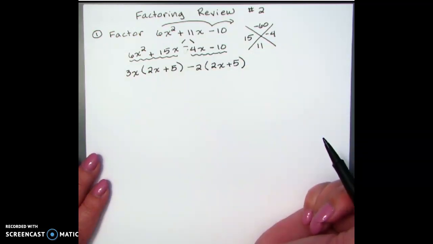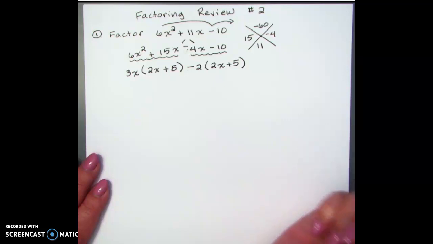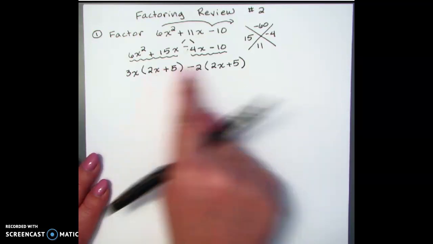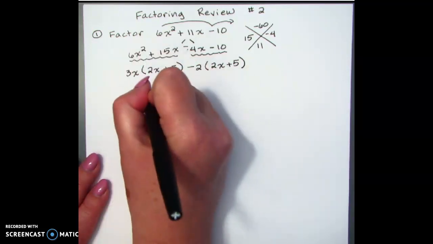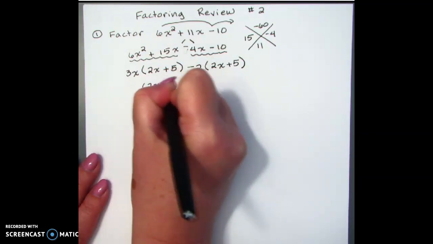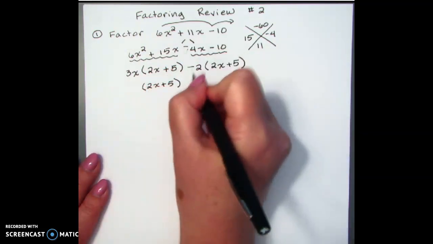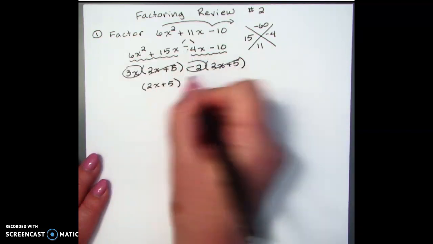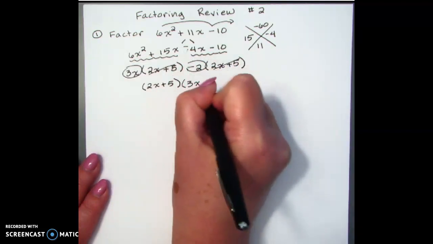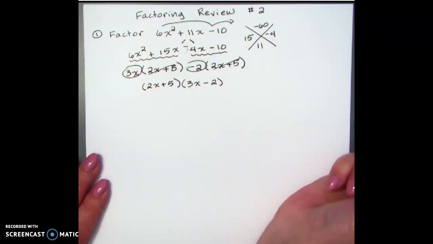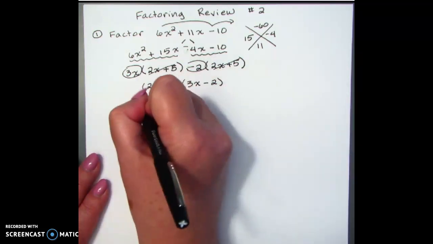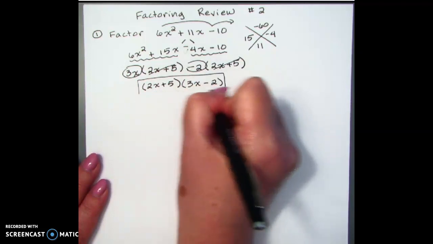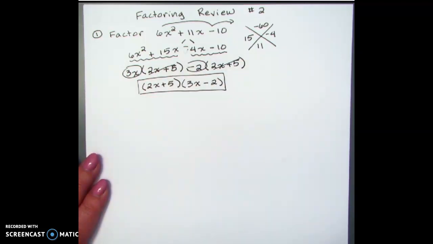So remember, everybody makes mistakes, and mistakes allow thinking to happen. So now that my parentheses are the same, we can factor out a 2x plus 5. And then if that cancels out, we are left with 3x and minus 2. And then again, we want to double check and see, are the parentheses factorable? And in this case, they are not. So this is our final answer.